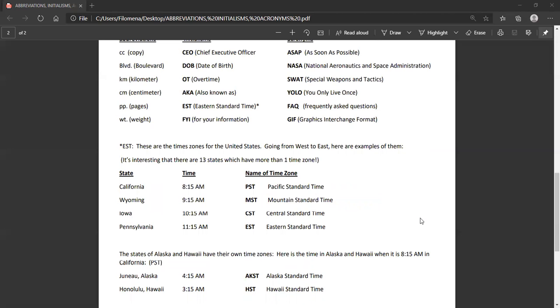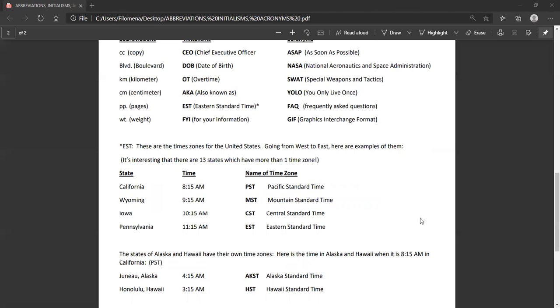Believe it or not, there are 13 states that have more than one time zone in them. So maybe if it is 9 o'clock in one part of the state, it's actually 8 o'clock in another part of the state because they have 2 different time zones. Perhaps Eastern Standard Time and Central Standard Time, or Central and Mountain is normally the case. So let's take a look at this.